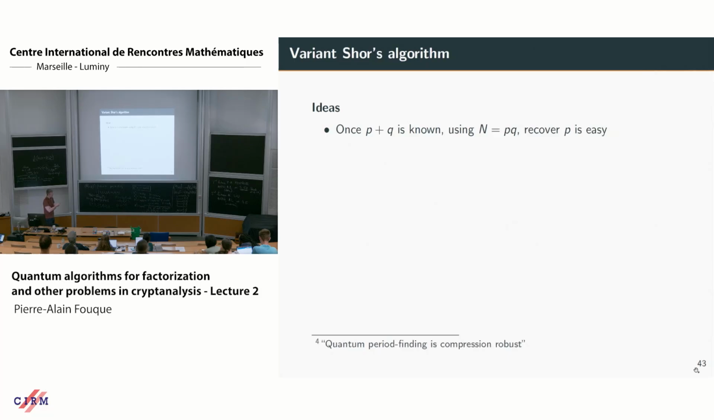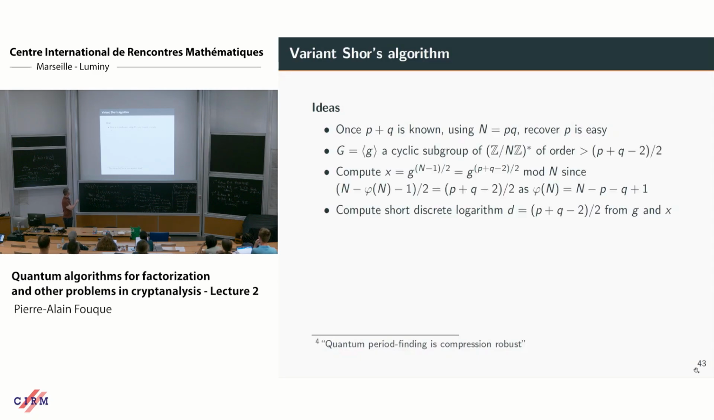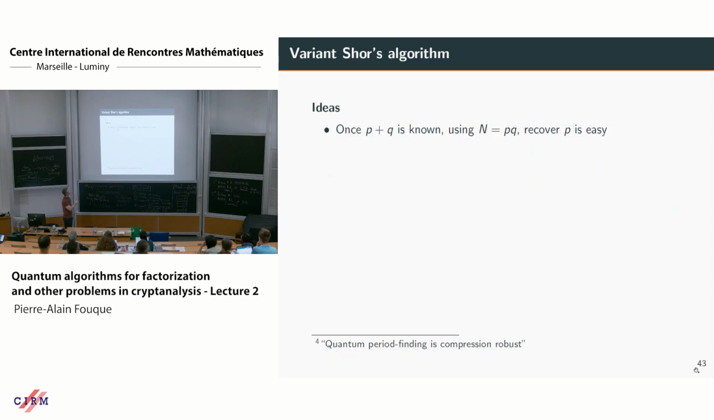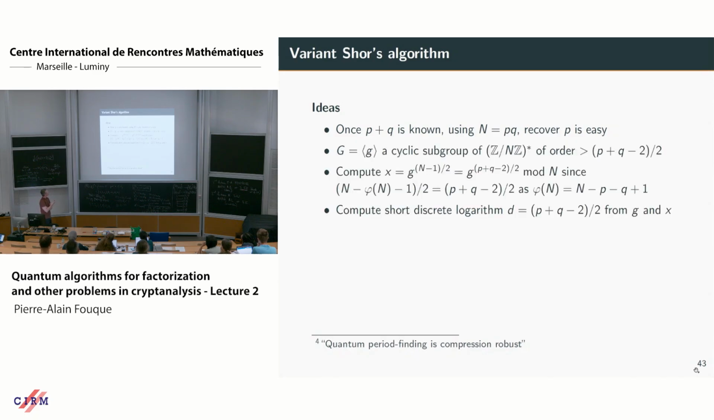So why, if I give you p plus q, is it easy to factor? I don't know if you know this, but it's a well-known fact in crypto. I give you the sum of two values, and I give you the product of two values, so you just have a simple equation to solve. So this is very easy, and here it will be the case.